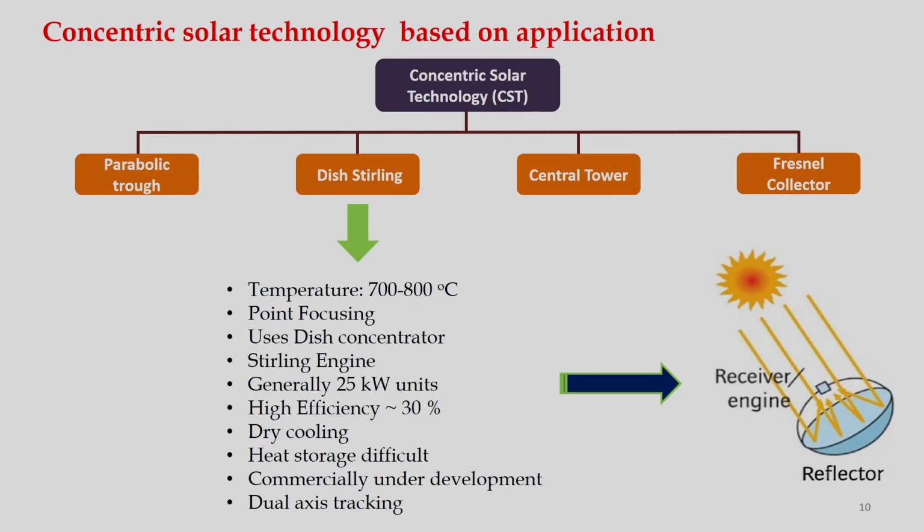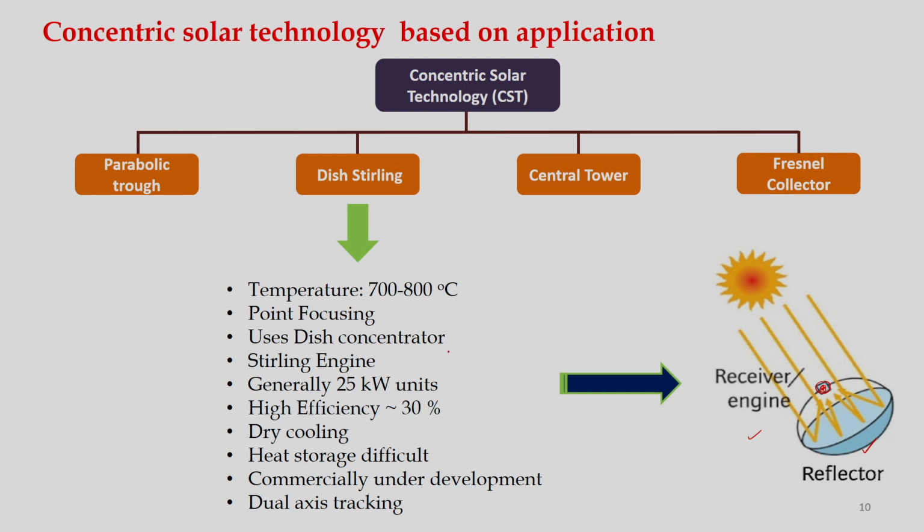Now come to the next technology called dish Stirling. This kind of dish is used and solar radiation falls here and then it is concentrated on this point. This is the focal point. So this is the reflector and this is the receiver or engine. Some different kinds of engines are used, like external combustion engines or Stirling engines. In this technology, temperature can go up to 800 degrees C and it's a point focus system because it is pointing to a single point.